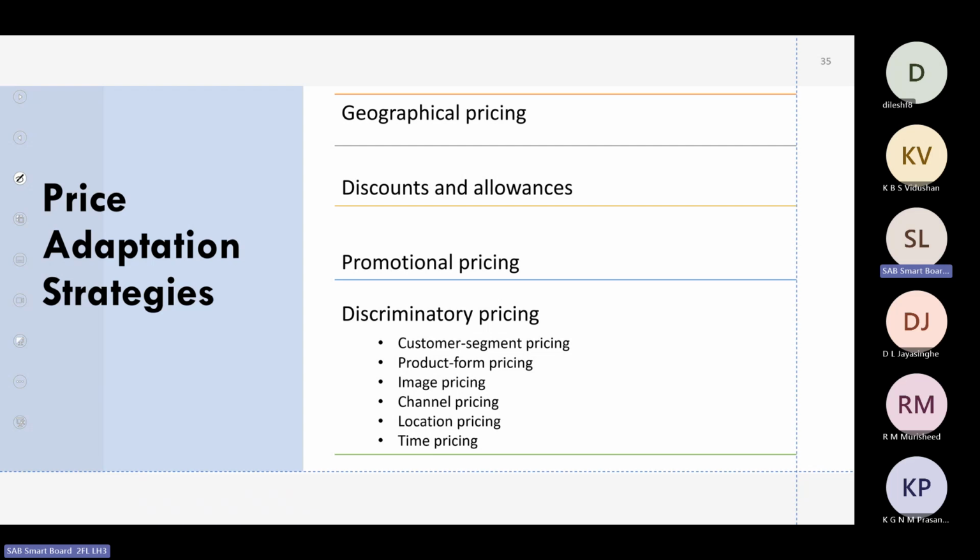Any example for this geographical pricing? As far as you know, do we have such products actually in the market? If yes, please tell me what those products are.